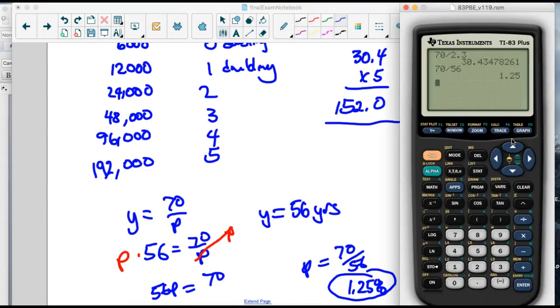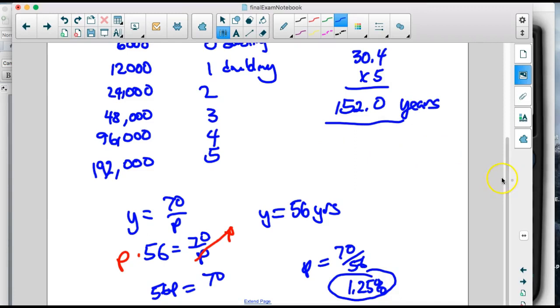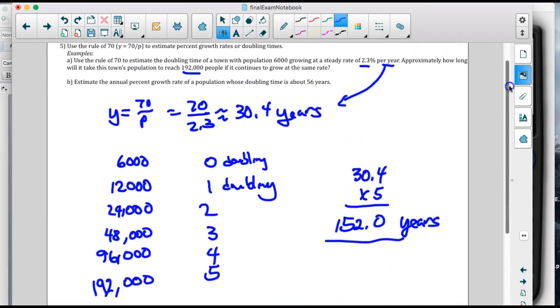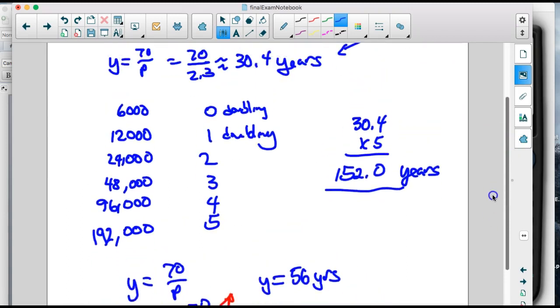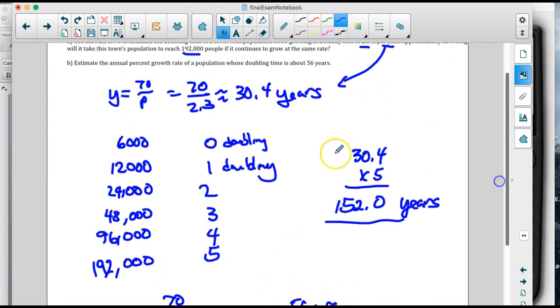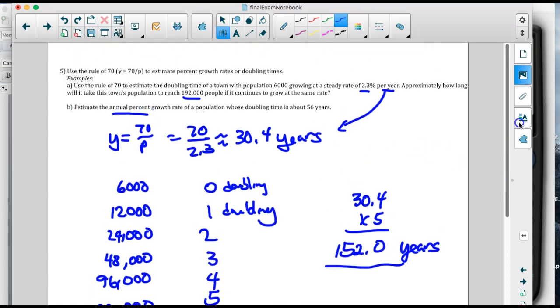All right, so either way, we can use this formula to either calculate the number of years it takes to double, and then use that doubling if we can count how many times it takes to double, or we can take the number of years and stick it in there and figure out what our annual percentage rate is. All right, so that's how we figure out that problem.